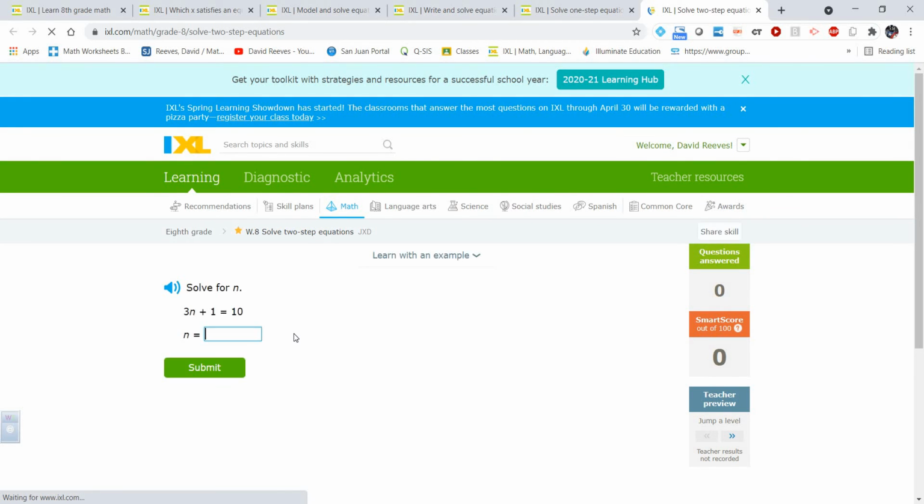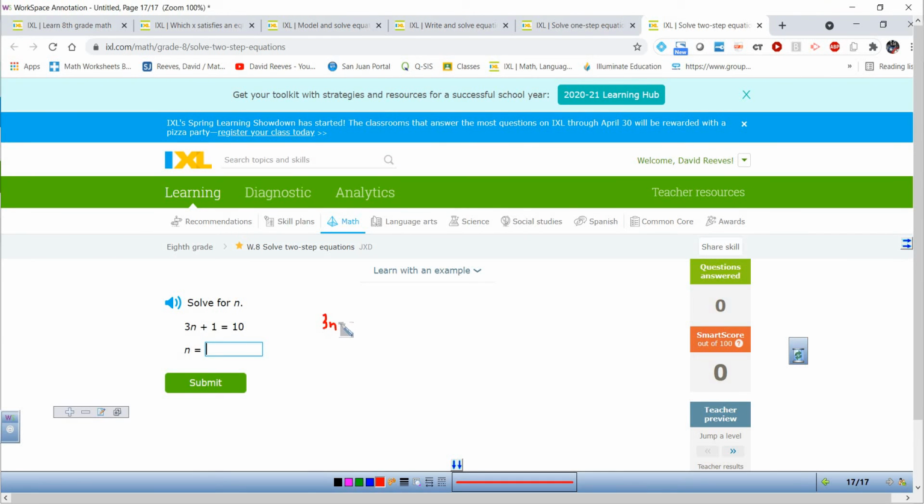Let's go ahead and take a look at our next problem. Okay, similarly, we've got 3n plus 1 is equal to 10. Opposite operations in the opposite order. Going forwards, we would multiply and then add. All right, so going backwards, we're going to subtract first because that's the opposite of adding 1.